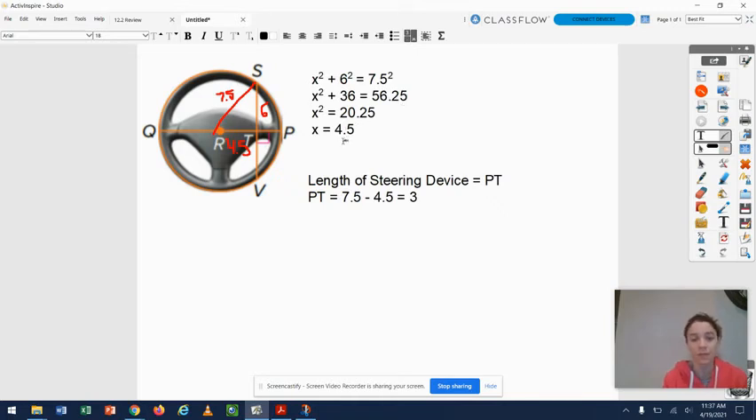Now, the first time I did this question, it stumped me a little bit, but when rereading, it's wanting the length of the steering device, and that would be from P to T in the directions. So in order to find the length from P to T, we know the radius, RP, is 7.5. So I'm just going to take 7.5 and subtract away the length we found for RT, and that'll give us the remaining amount. So that's why the answer ends up being 3.